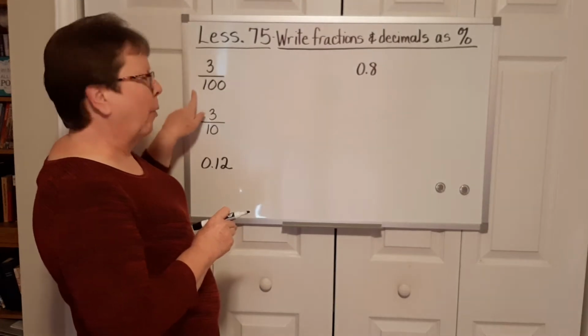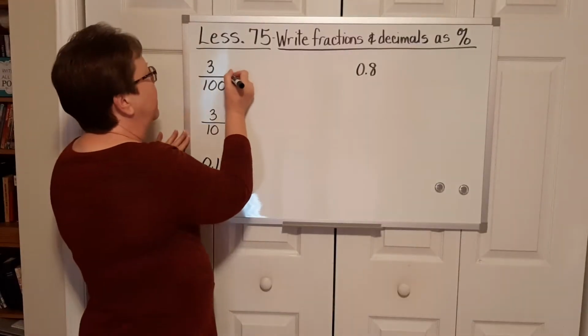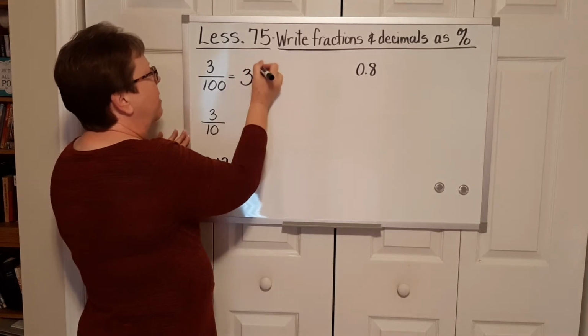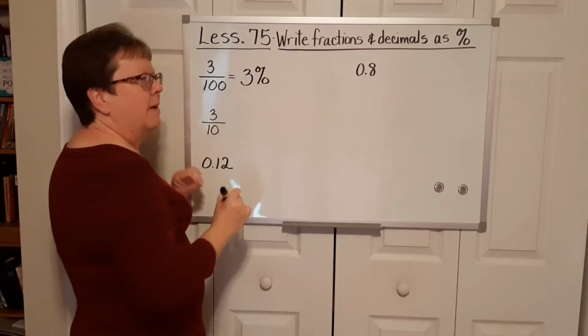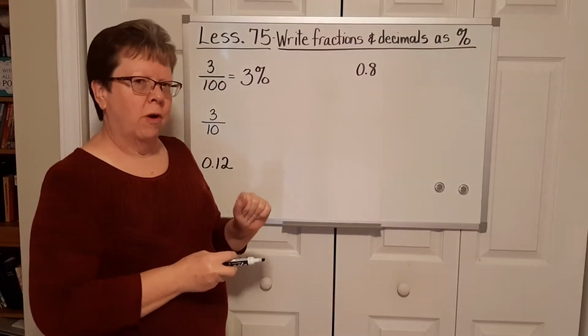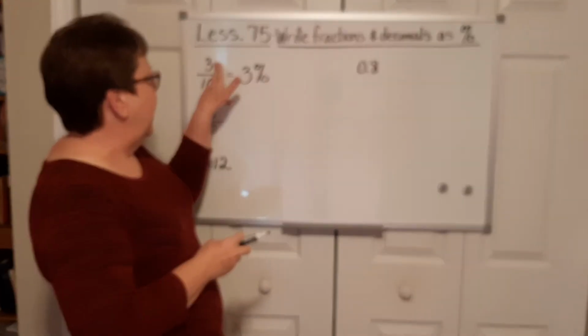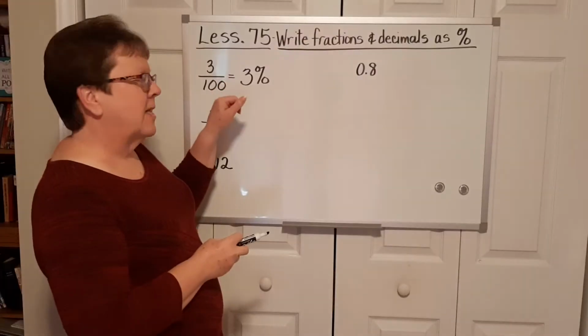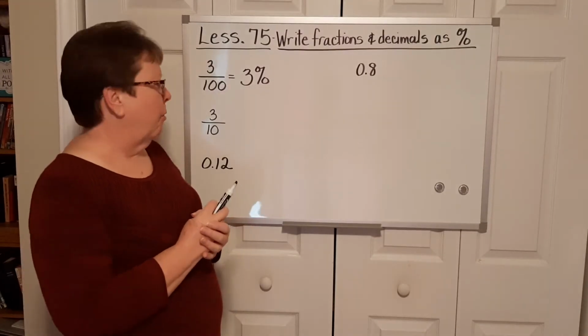If we have 3/100, that would be the same as 3%. Because when you write a percent, it's like that number over 100. So 3% is equal to 3/100. It's just written in a different way.